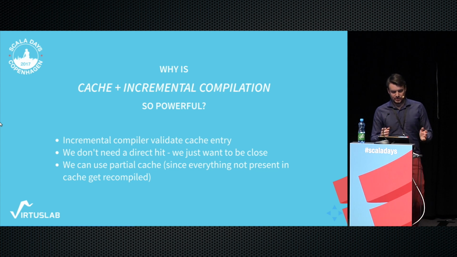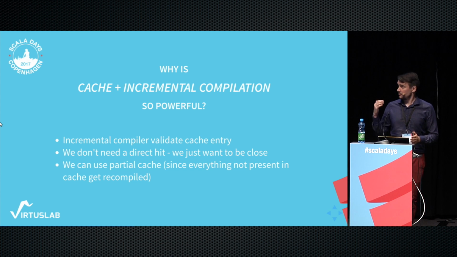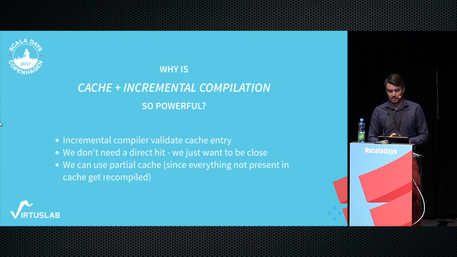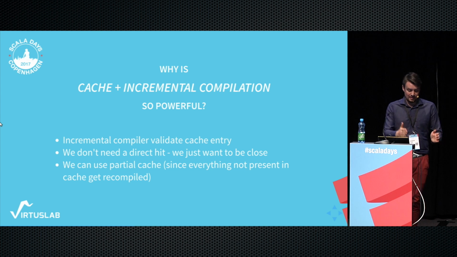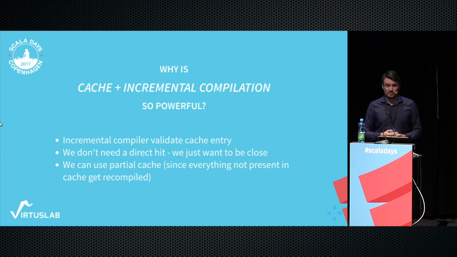Also, if you have a cache, sometimes you need a direct hit. So either you have a cache or not. With incremental compilation and caching, you can be in the halfway. You can be, I don't know, 3 commits away from the cache, and you will still benefit from the cache. Because the incremental compiler will detect what has changed and compile it for you. And we are pretty much happy with how the incremental compiler works for us. I mean, is there anyone who complains a lot about the incremental compiler?